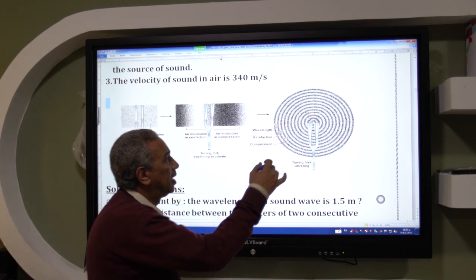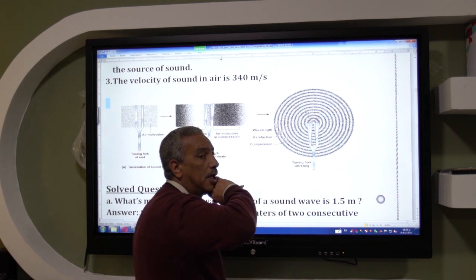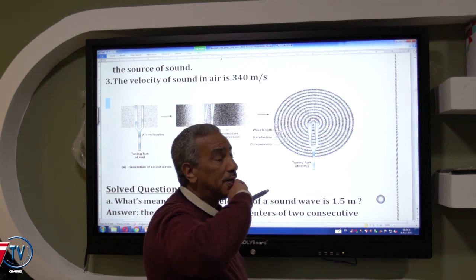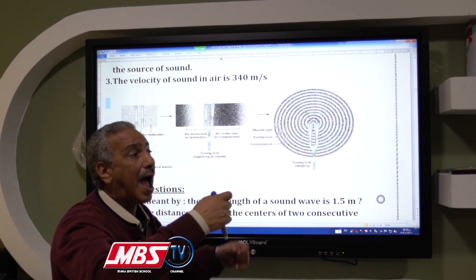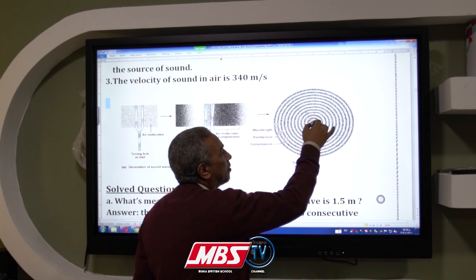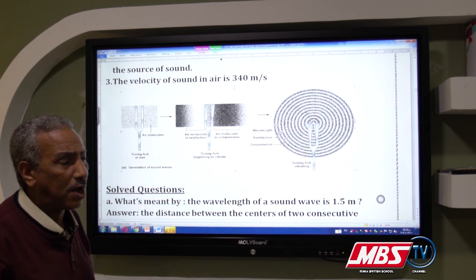But actually, if the sound is produced, it will produce a group of waves. These waves will take the form of circles away from the source of the sound.